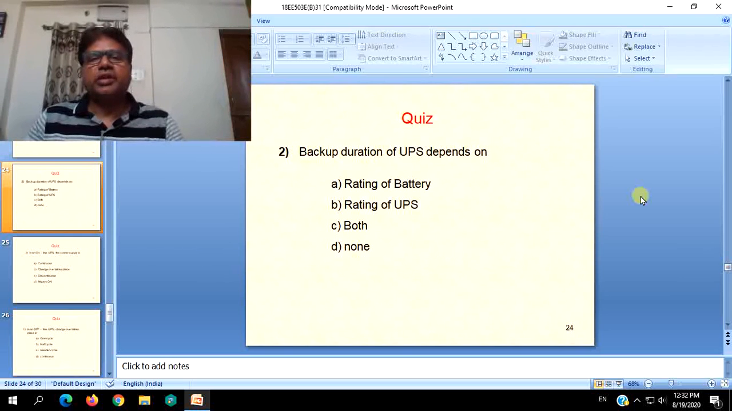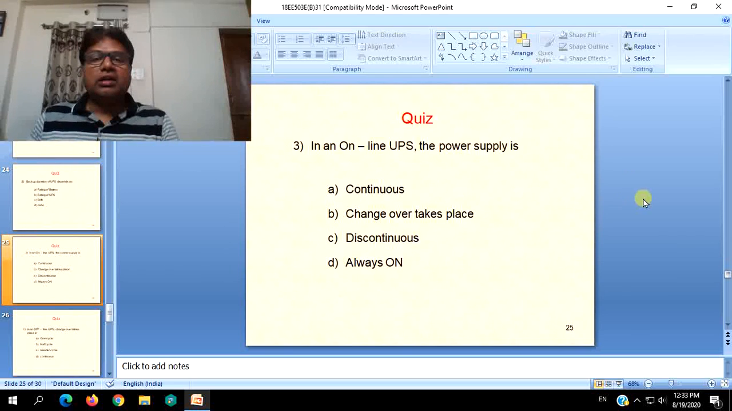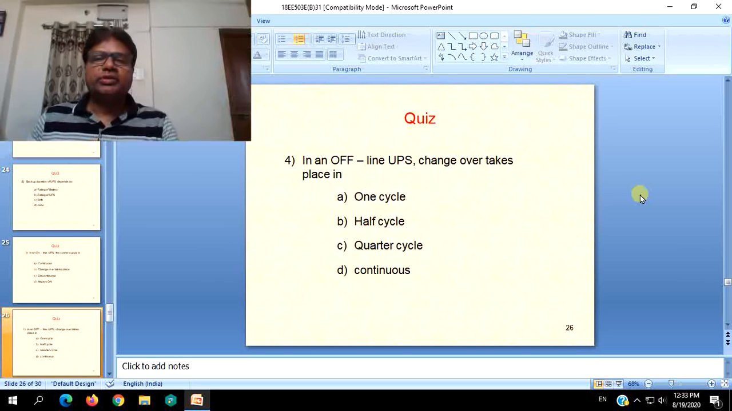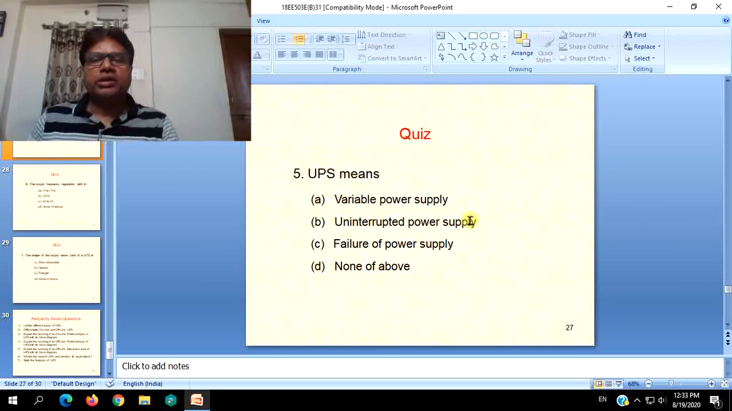Backup duration of UPS depends, obviously, on the rating of the battery and also the SOC, state of charge, at that particular instance. In an online UPS, the power supply is online. It is continuous. No changeover is required. In an offline UPS, changeover takes place in a quarter cycle or 5 milliseconds. UPS means uninterrupted power supply.